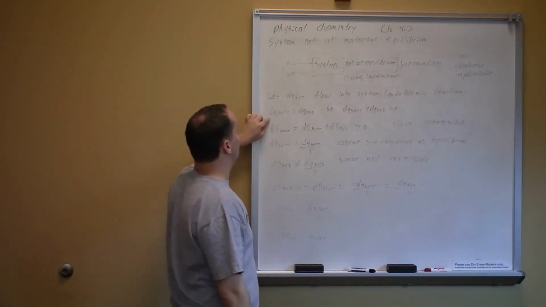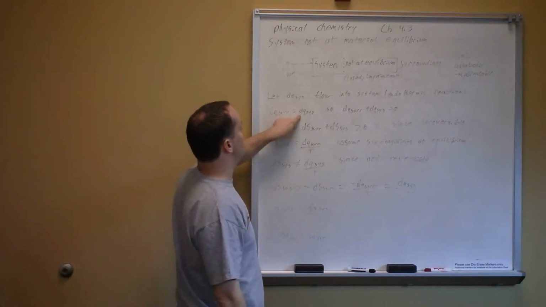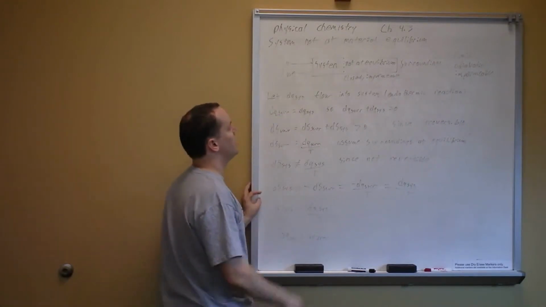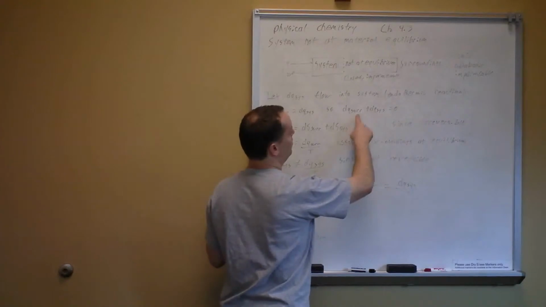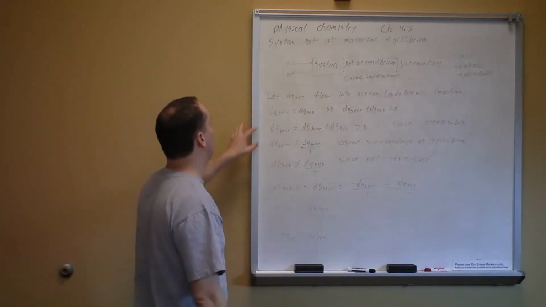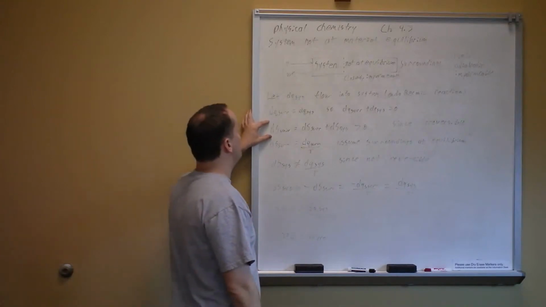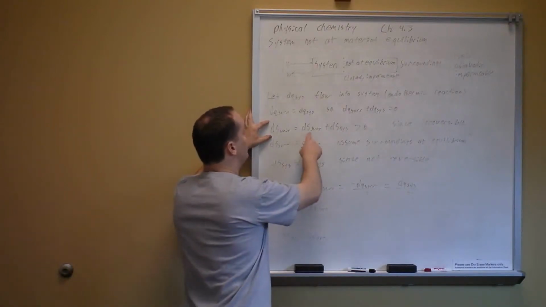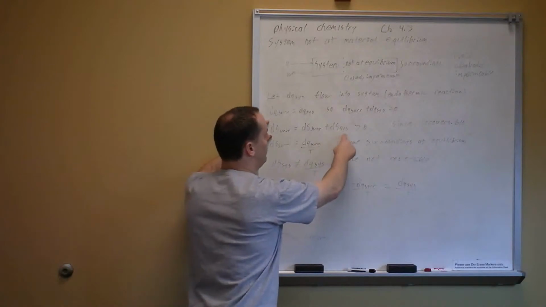So we know the dQ of the surroundings has to be equal to minus dQ of the system. That's just conservation of energy. So the dQ of the surroundings plus the dQ of the system has to be equal to 0 at all times. Now we also know that the dS of the universe is equal to dS of the surroundings plus dS of the system.